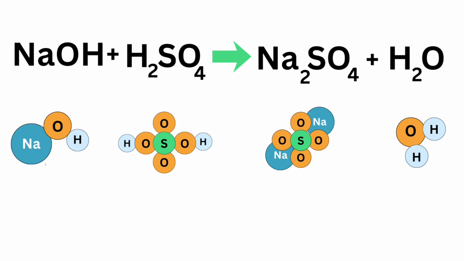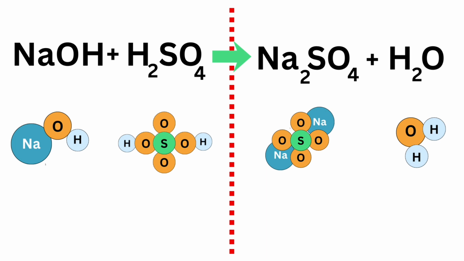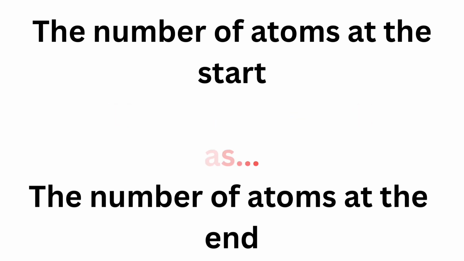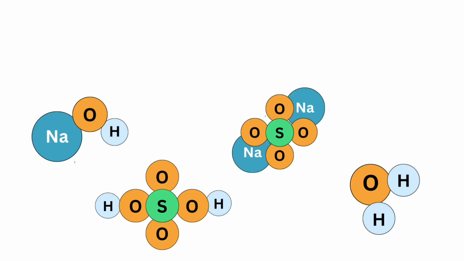Now that we understand what all of the formulas in the equation mean, we can start to balance the equation. When you're asked to balance an equation, it's helpful to draw an imaginary line where the arrow is. Then remember this rule: the number of atoms at the start, before the line, must be the same as the number of atoms at the end, after the line. We already know what atoms are present because we understand the formula.